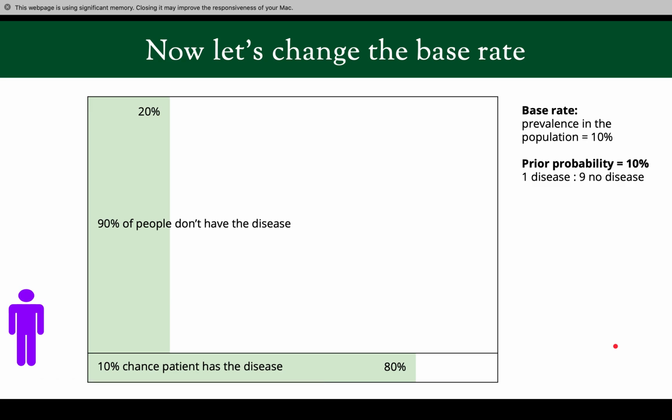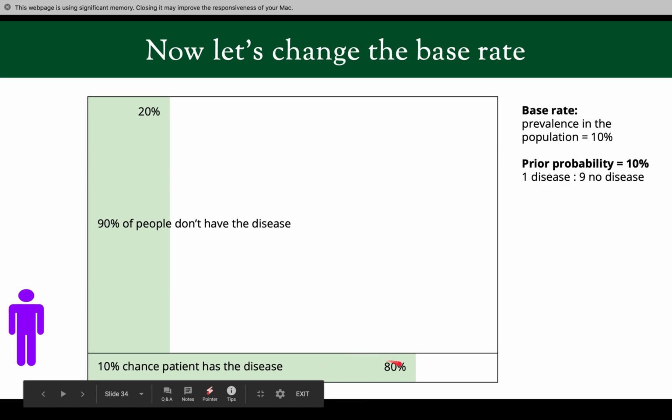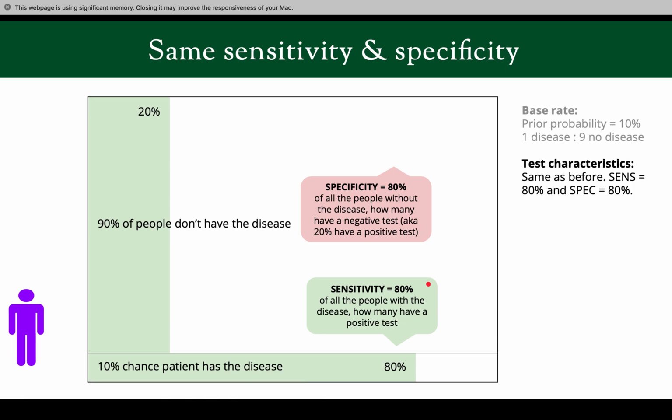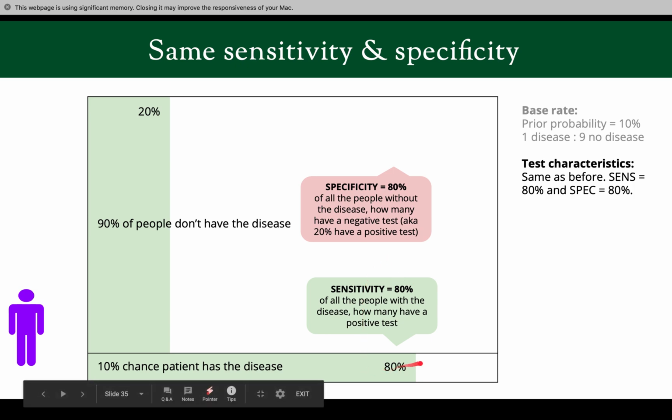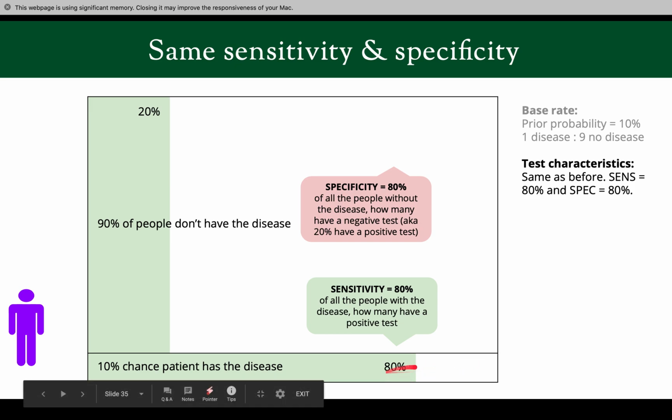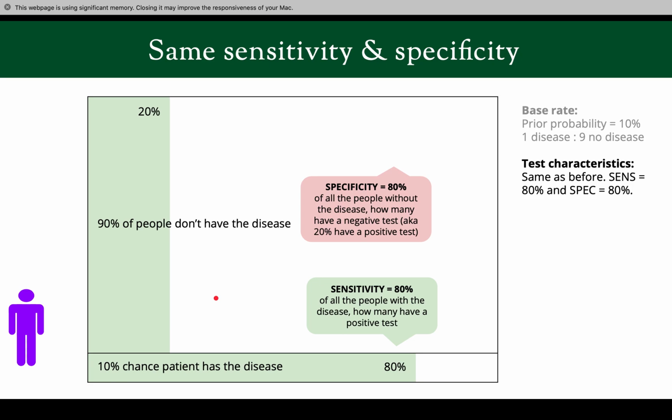Now, let's lower that pretest probability some, okay? So let's say that it's now 10%. Maybe the prevalence of that disease was 10%, right? So for every 1 person with the disease, there are 9 people who don't have the disease. And we're going to use the same testing characteristics as well. So that means that in people who have the disease, 80% of them are going to have a positive test. And in people who don't have the disease, 20% of them are going to have a positive test.